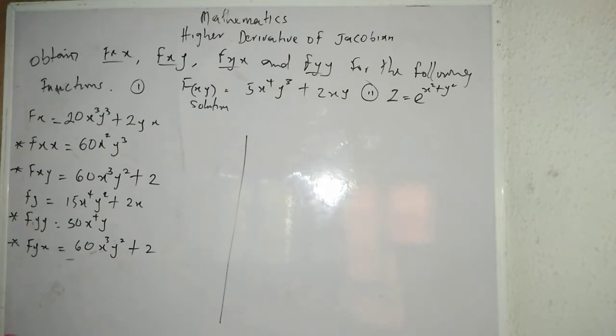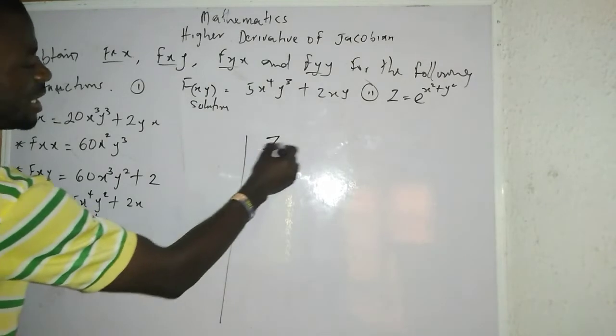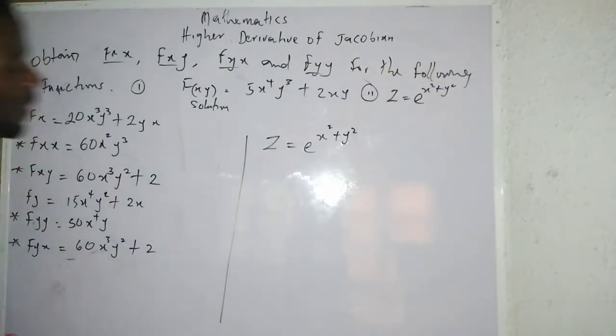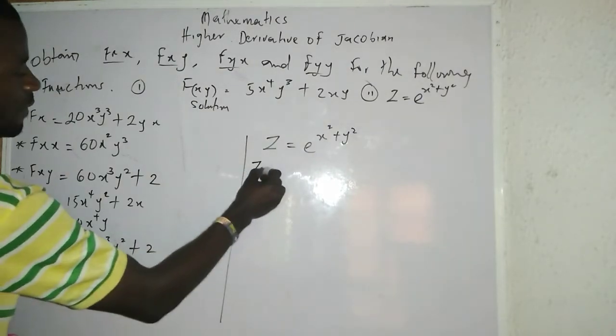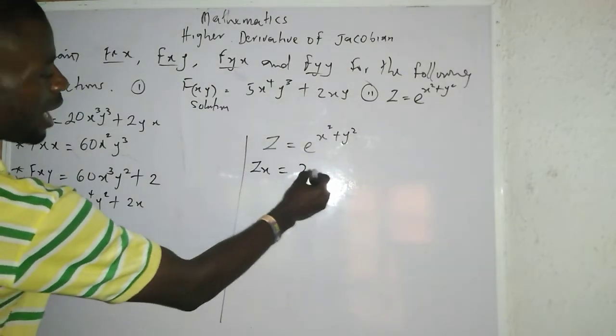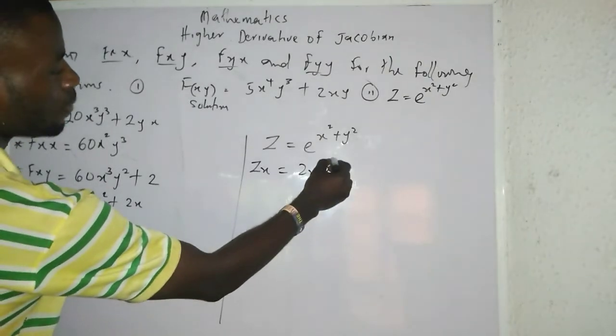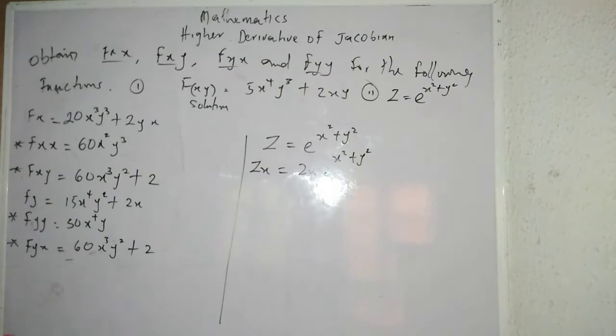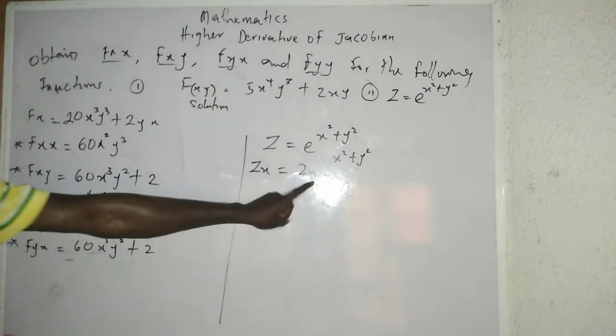The second question is, I'm having z equals e raised to x squared plus y squared. Now, the first one is, I want to consider z of x, it will be what? 2x e raised to power x squared plus y squared. Now, in the next step, this one becomes a product rule.